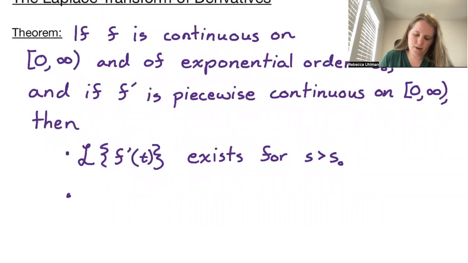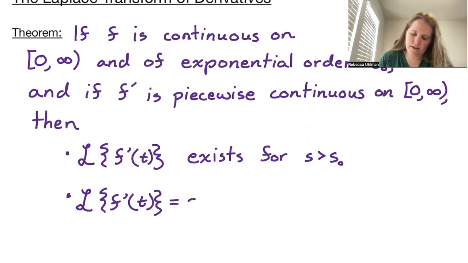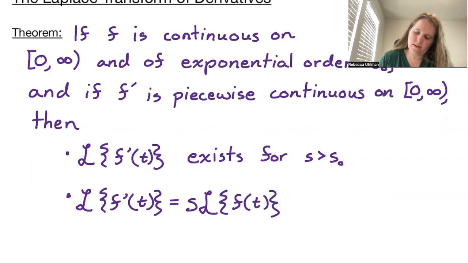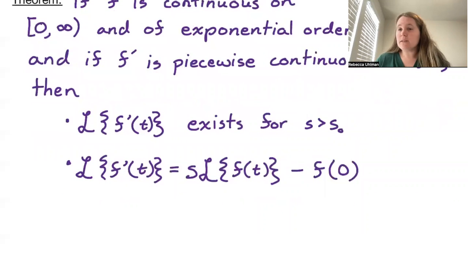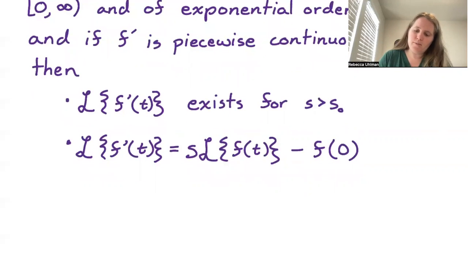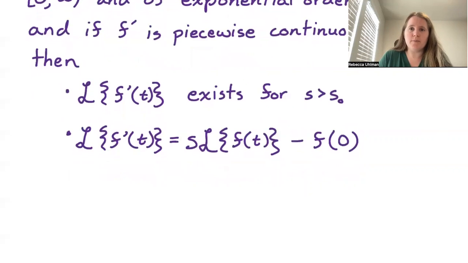Next, the Laplace transform of f prime of t is simply equal to s times the Laplace transform of f of t minus f of 0. We're going to work through a sketch of the proof for the case that f prime is also continuous. I'm not going to do the complete proof for the case where f prime is piecewise continuous. So let's do a proof sketch.